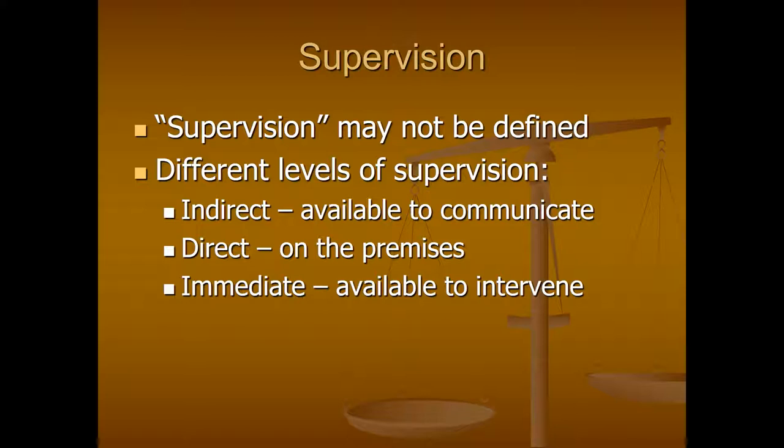The least restrictive type of supervision is called indirect or general supervision, and that means that the person providing the supervision is available to communicate. They don't have to be on the premises. They don't need to be observing what's going on. They just need to be available, typically by telephone, if there is any kind of difficulty or if there are questions that come up.